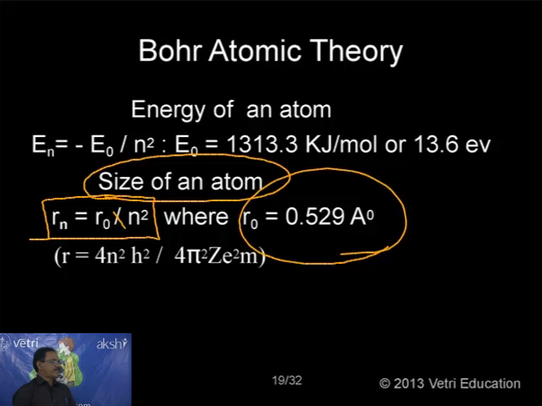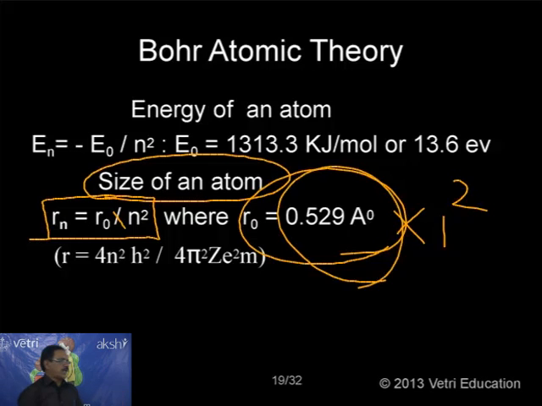Where R0 equal to 0.529 Angstrom unit. So the important information is, if you know the position of the electron in an orbit, we can calculate the orbit size, the radius. A very simple example: R0 value is 0.529. If the electron is present in the first level, it is 0.529 into 1 square, nothing but 1 into 1. So in the ground state, the first level, the size is 0.529.